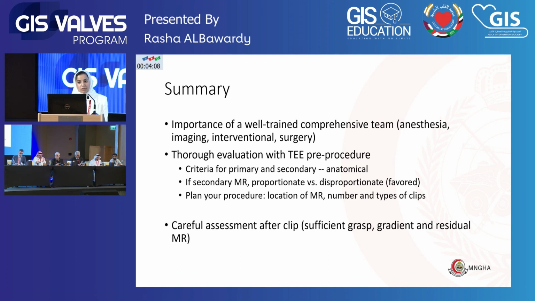As far as thorough evaluation, you have to really know your anatomy, what you're dealing with before the procedure, for both anatomical considerations, primary and secondary. And for secondary, it's very important to look into proportionate versus disproportionate MR. When you're planning a procedure, also know where your clips are going to be and what type of clips you are going to be using. After you enter the procedure and do the clip, you also have to make sure that you've got sufficient grasp, your gradient is not extremely high, and you've actually improved your residual MR before releasing.